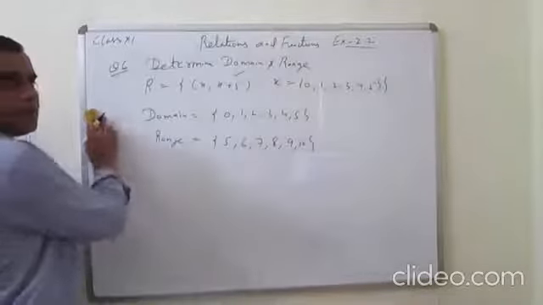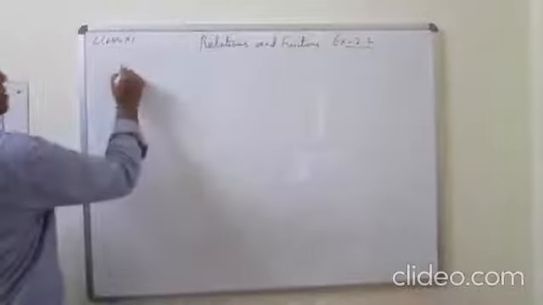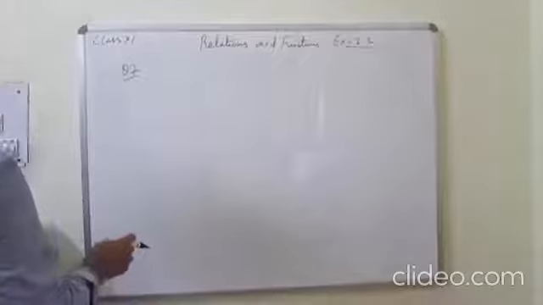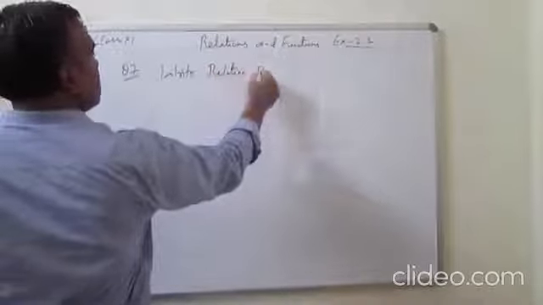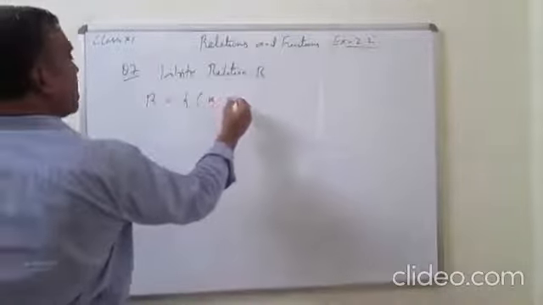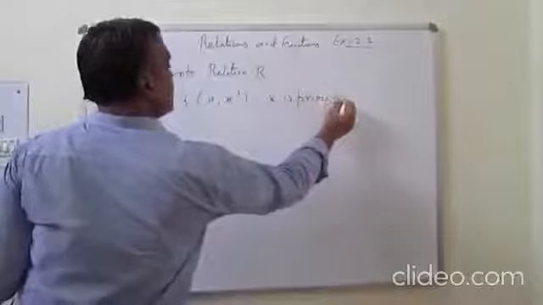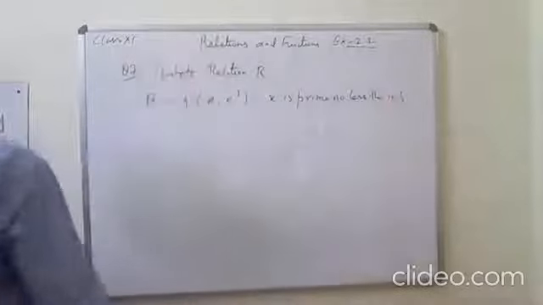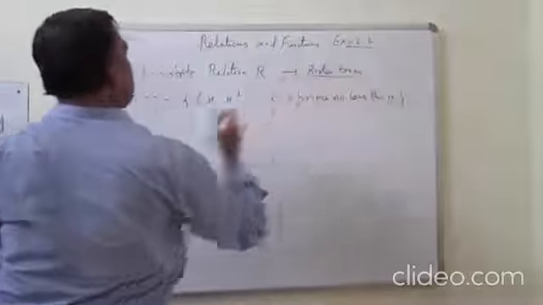Now question number 7. Write relation R such that R is equal to {(x, x cube)}, where x is a prime number less than 10. You have to write it in roster form.